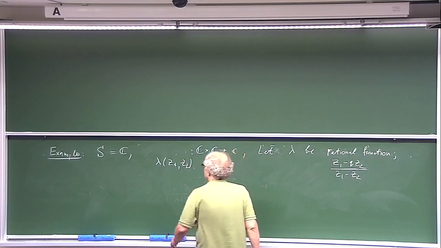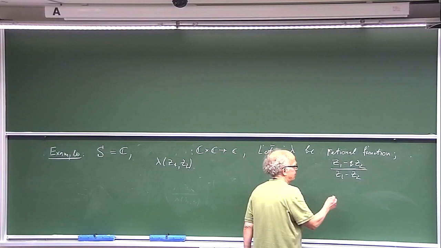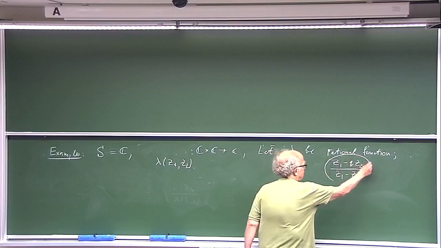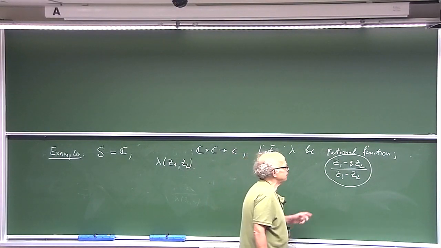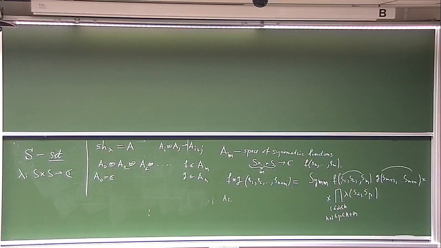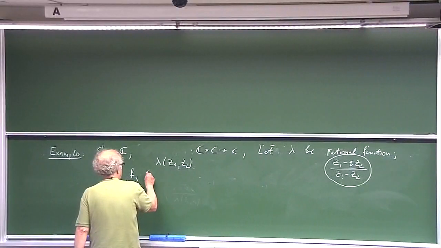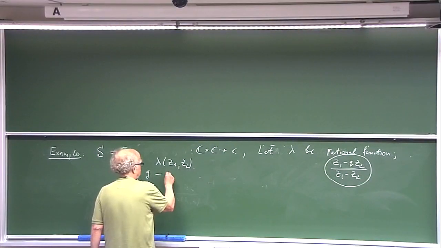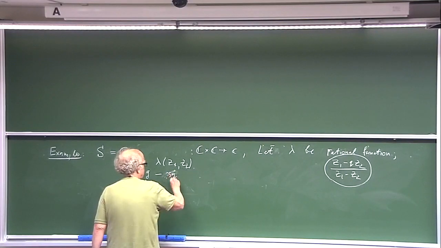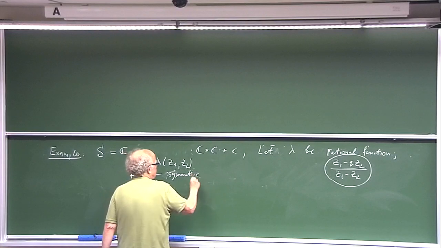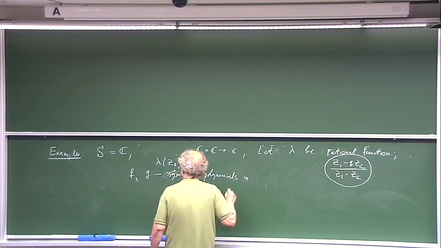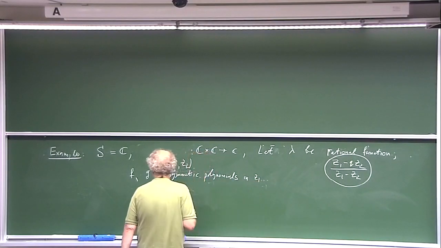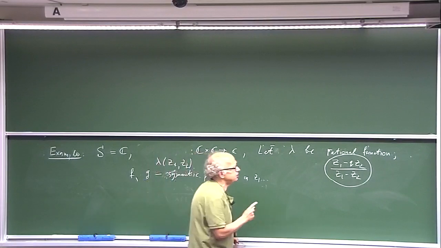Well, and let us have in mind for a short period just this function. And now let us look at how this product will work. But first of all, we can take f and g to be symmetric polynomials in z1 and so on.